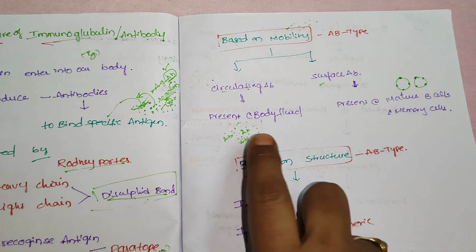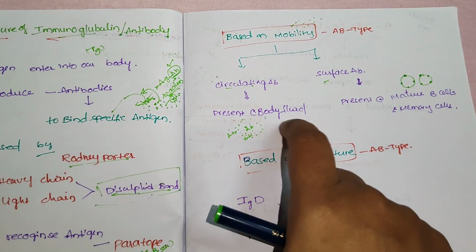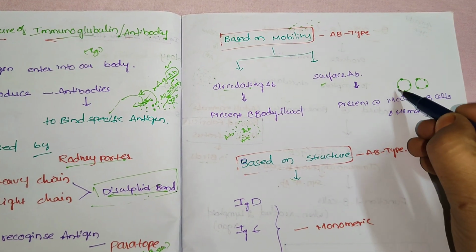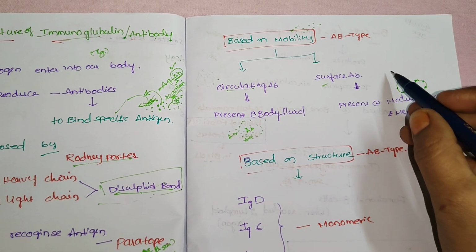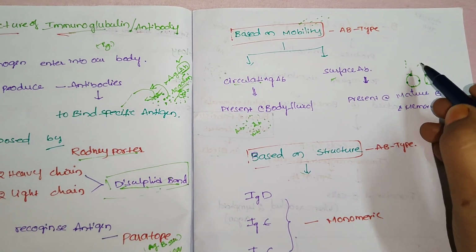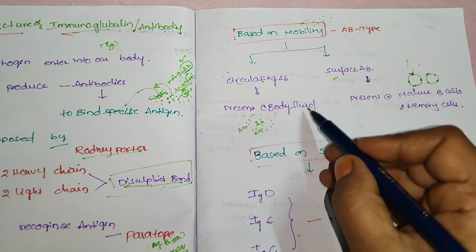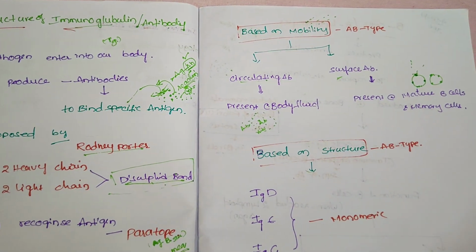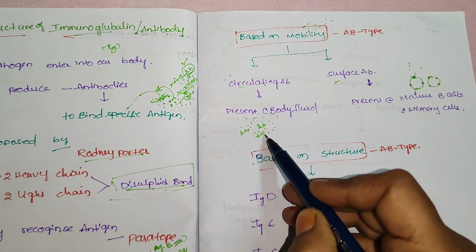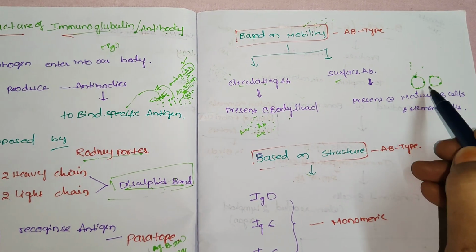Circulating antibodies show motility, moving in the total blood or lymph. But surface antibodies are fixed at the surface of the cells. If the antigen comes near this surface, then only it will attack. The circulating antibody will circulate in the body fluid, and wherever the antigen is, it will go and react. So based on mobility: circulating antibody in the body fluid like lymph and blood, and surface antibody present on the cell membrane.